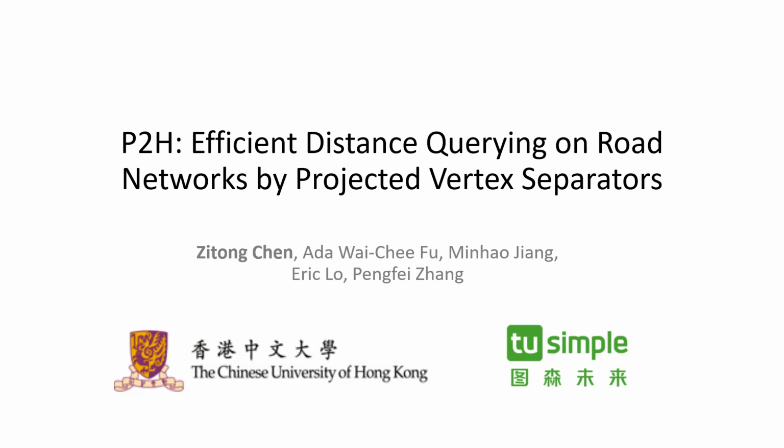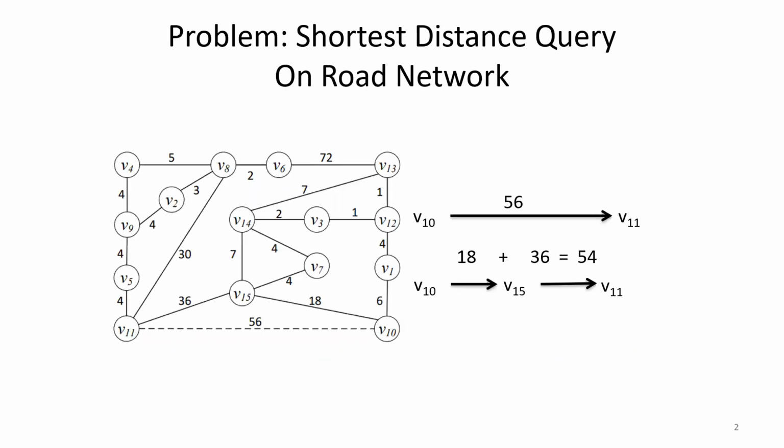I'm going to introduce our method P2H for answering distance queries on road networks. See this road network, the shortest path from V10 to V11 is V10, then V15 and V11, which gives the shortest distance 54.